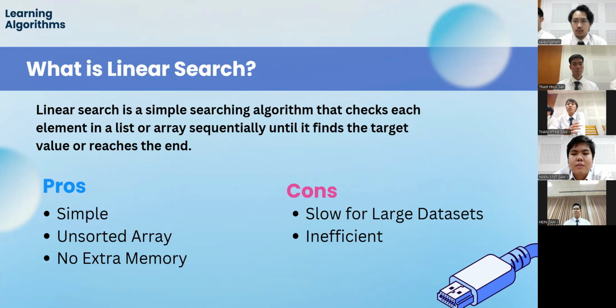And the disadvantage of linear search is it's slow for large datasets. Since it checks elements one by one, it becomes inefficient when dealing with a large number of elements. And the next disadvantage is inefficiency. The worst case scenario requires checking every element in the list, making it slower compared to other searching algorithms like binary search.